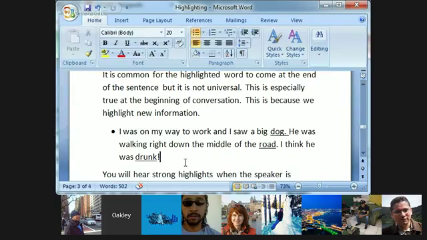I was on my way to work when I saw a big dog. He was walking right down the middle of the road. I think he was drunk.